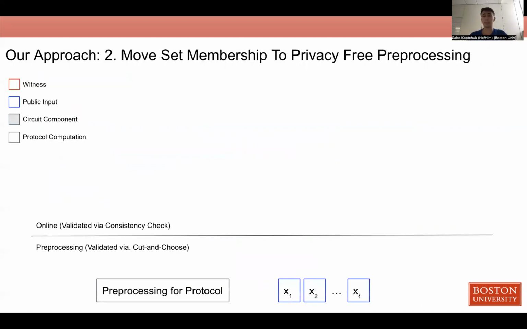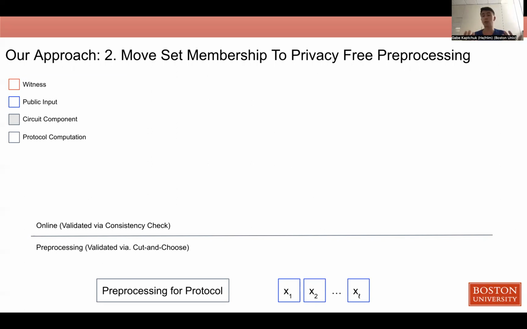Good. So how are we going to use this approach to get set membership? For the next couple of slides, we've got the dividing line. This dividing line, everything that happens below it is going to be during pre-processing, and everything above it is going to be happening during the online phase of the emulated MPC. So because the pre-processing is going to be validated using a cut and choose approach, note that everything that happens there has to be privacy free. It cannot in any way depend on the witness.